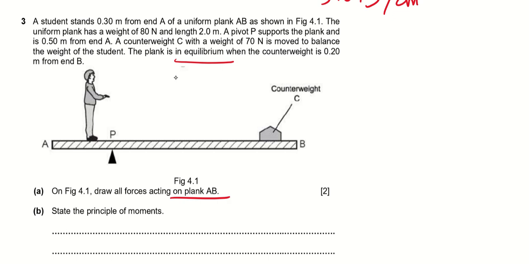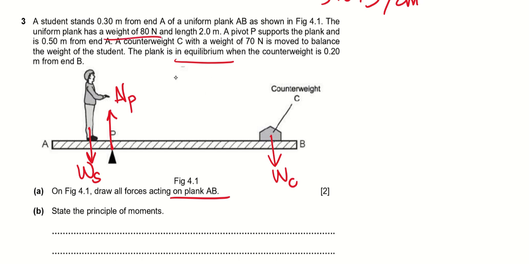Now this student is pressing down on plank AB, so this is the weight of the student. There is a force over here, so this is the normal force by the pivot. Then this is the weight of the counterweight. It is pressing down on the plank. Furthermore, the plank has a weight of 80 Newton.